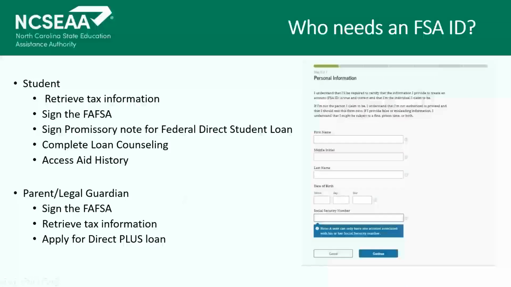I just want to reiterate and make a note that parents without a Social Security number can't obtain an FSA ID. In order to complete the financial aid application, they must print a signature page, sign it, and mail it in for processing. They won't be able to complete the application online. So once they go through the entire process, if they don't have a Social, they'll just print the signature page, sign it, and mail it in for processing.